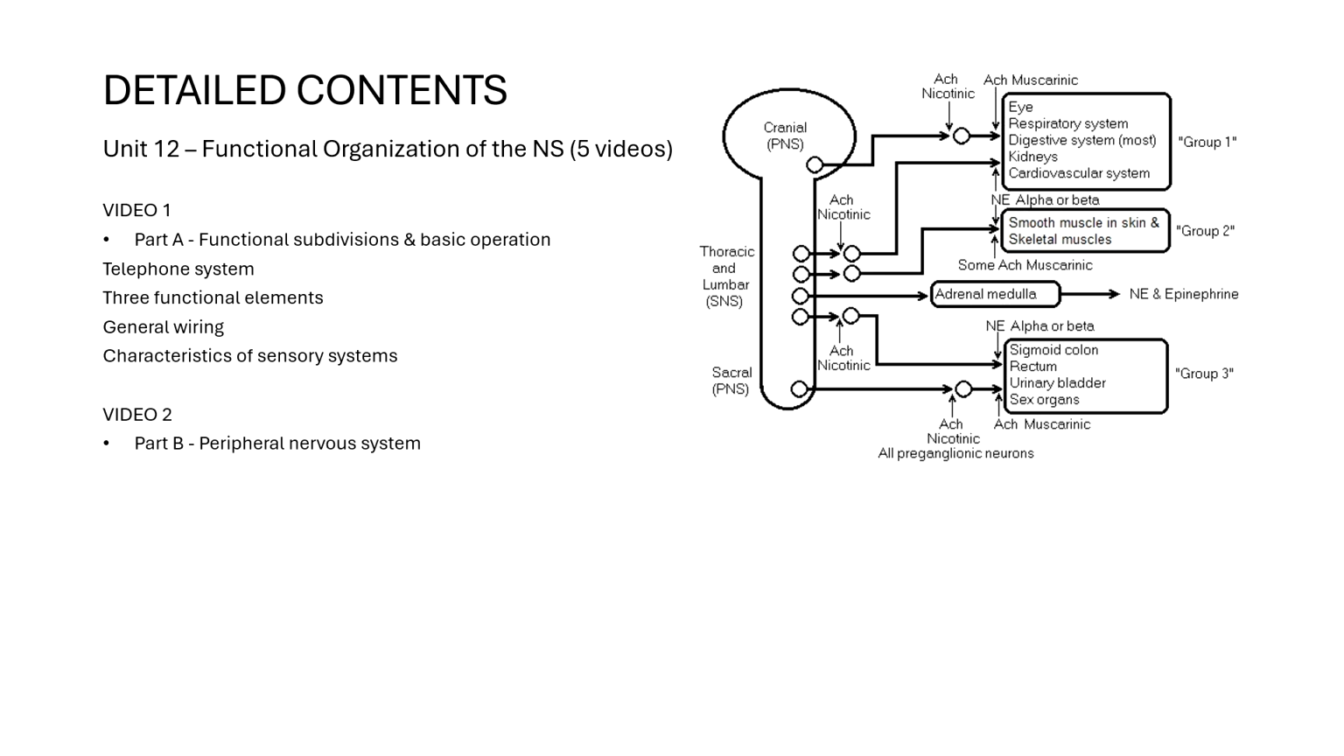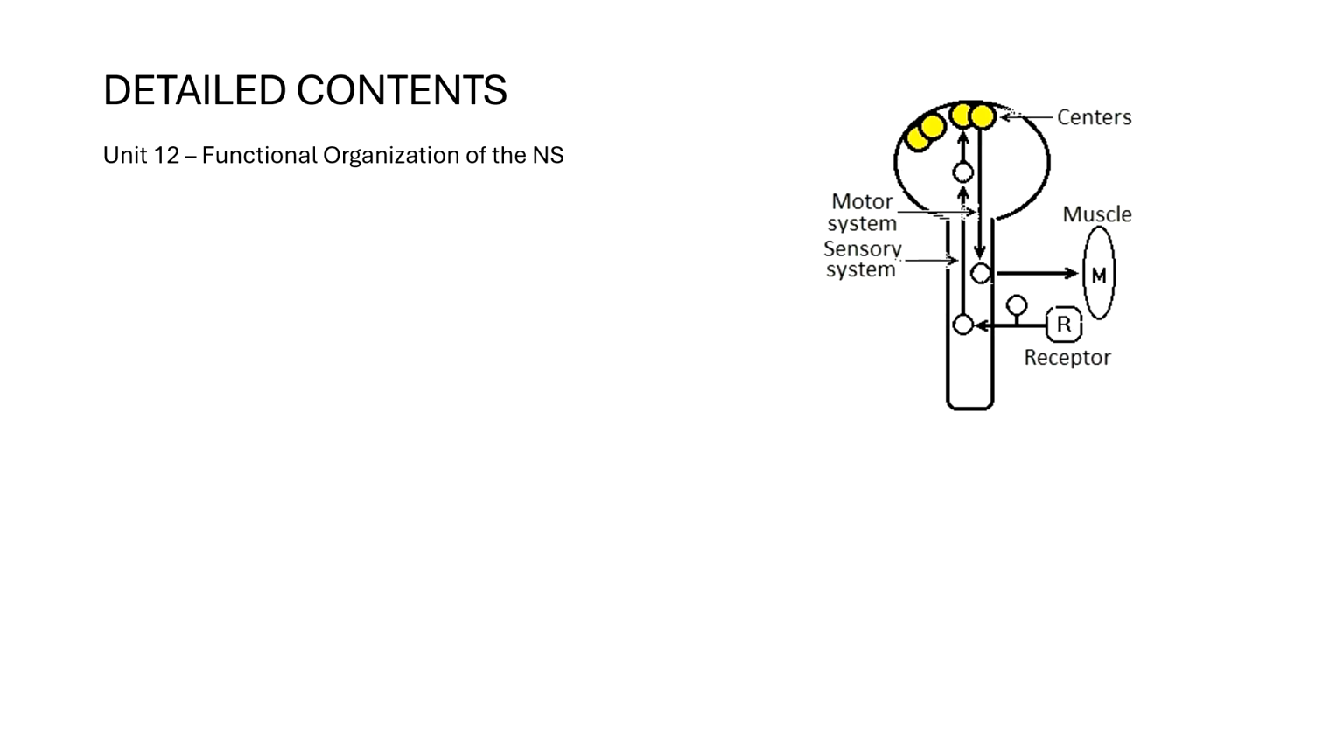The second video deals with Part B. We'll start with the peripheral nervous system, looking at cranial nerves and spinal nerves, and then we'll look at Part C, the autonomic nervous system. We'll look at its characteristics, its anatomy, and some examples of its function.